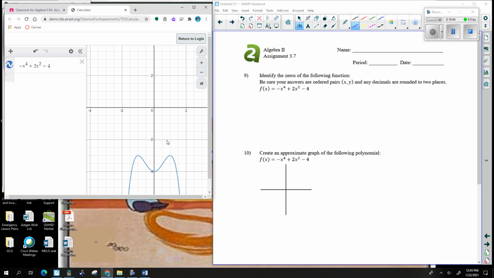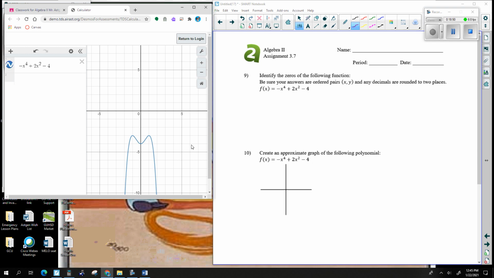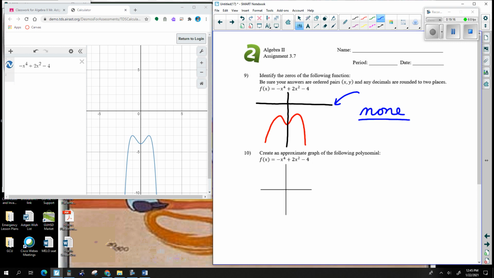Tricky. Okay, so you'll notice that this is the x-axis. Does this ever touch the x-axis? No, this never, ever touches the x-axis. This picture doesn't look anything like that. Let's try that again. Come on, Ashton, you're better than this. Okay, the picture looks something like that. Notice how it never touches the x-axis. So what are the zeros? None. There aren't any. There's no zeros in that situation. They do not exist.